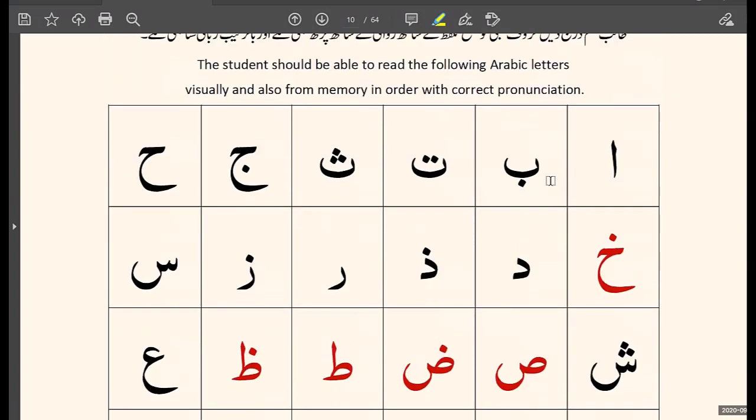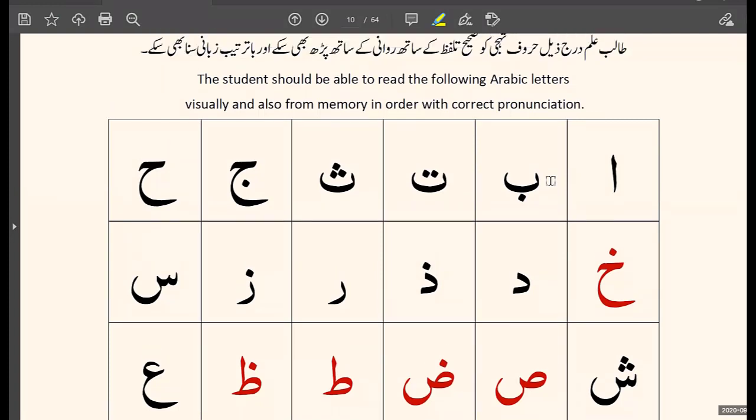Can you please give a mic to another person, male or female, and we can read. I think everyone should take part, because without reading, we will not learn. Especially, as it is mentioned, the student should be able to read the following Arabic letters visually and also from memory in order with correct pronunciation.